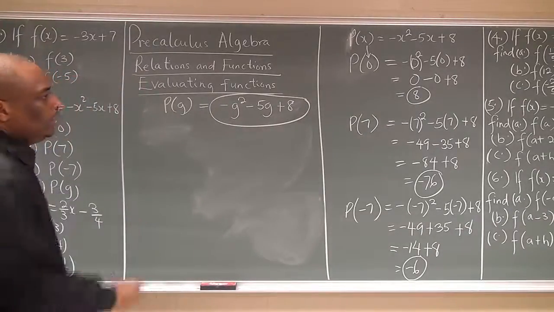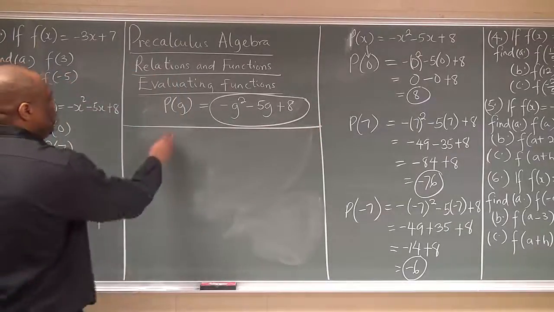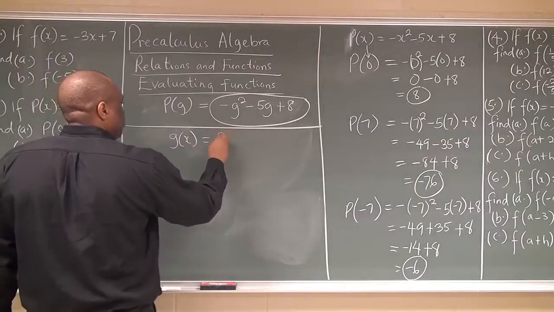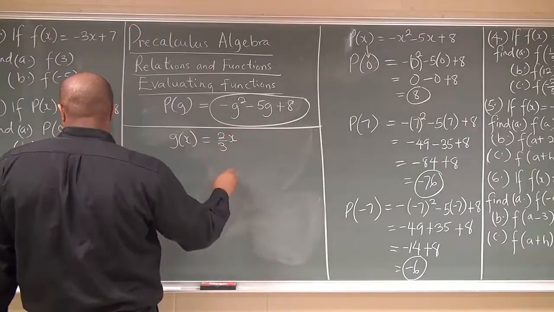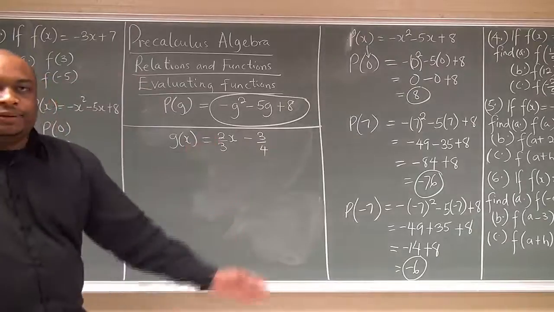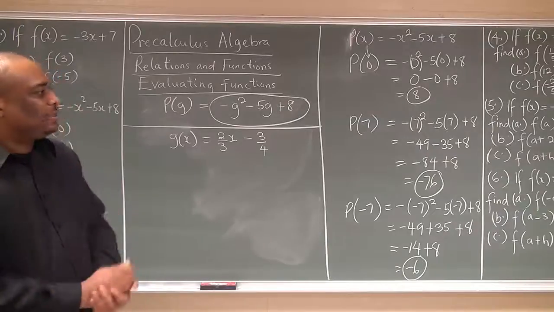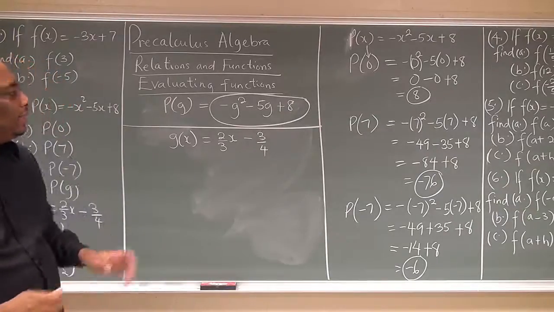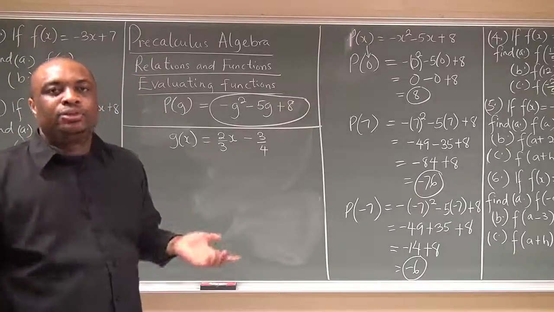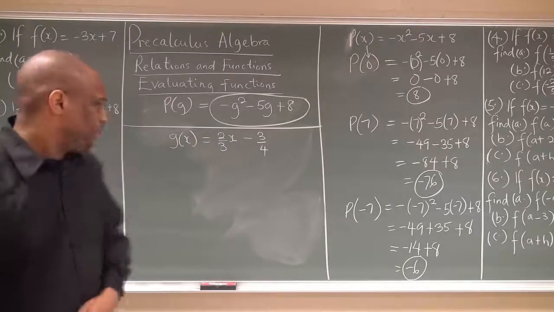Okay? So let's do the next one, number 3. Number 3 says that g of x is 2 over 3 times x minus 3 over 4. Of course, this means 2x over 3. The x belongs to the numerator. Okay? I have said it several times in other videos. When you have 2 over 3 times x, it means 2x over 3. The x belongs to the numerator, not the denominator.